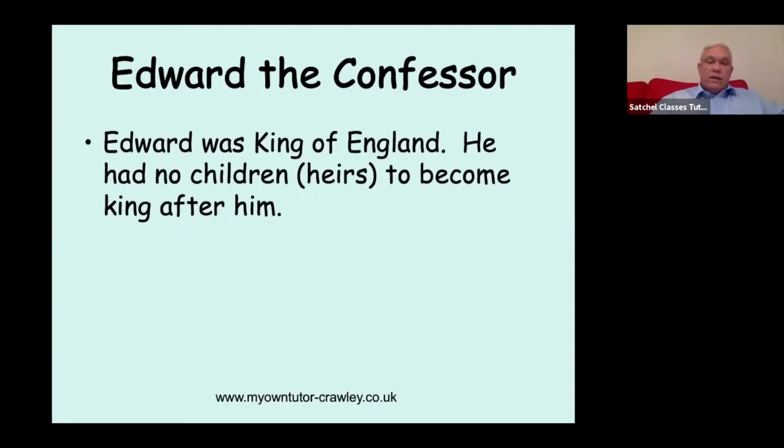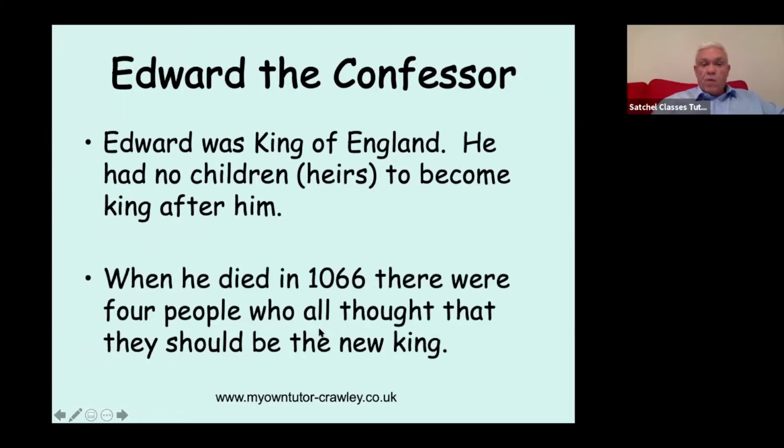First of all, there's Edward the Confessor. Edward was King of England. He had no children, therefore he had no heir to the throne to become king after him. And when he died in January 1066, there were four people who all thought that they should be the new king. So let's have a look at who they were.